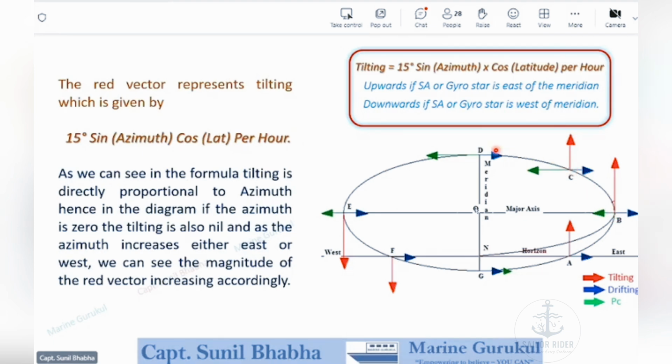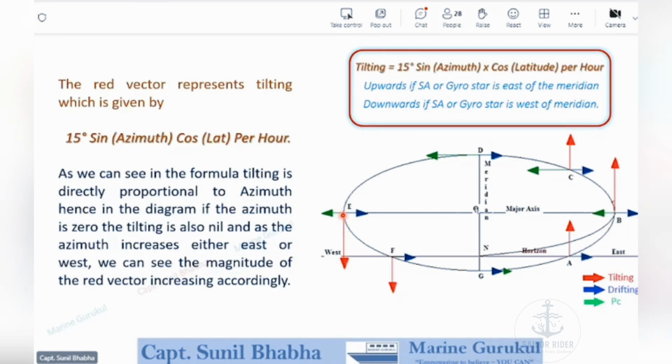As you go from Charlie to Delta, at point Delta, the azimuth becomes 0. So going from point Charlie to point Delta, as the azimuth keeps coming down, the tilting vector also reduces in magnitude and eventually becomes 0 at point Delta. Now from point Delta, the spin axis moves westwards. So as it moves westward, the westerly azimuth increases now. The maximum westerly azimuth is achieved at point Echo, and you can see here that at point Echo, the magnitude of the tilting vector is also maximum.